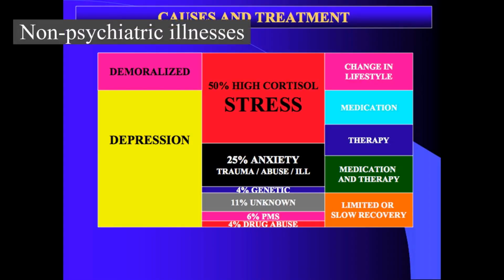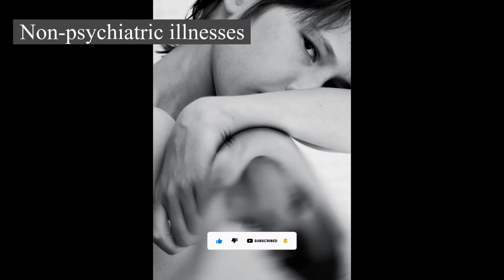Non-psychiatric illnesses. Depressed mood can be the result of a number of infectious diseases, nutritional deficiencies, neurological conditions, and physiological problems, including hypoandrogenism in men, Addison's disease, Cushing's syndrome, pernicious anemia, hypothyroidism, hyperparathyroidism, Lyme disease, multiple sclerosis, Parkinson's disease, chronic pain, stroke, diabetes, and cancer.